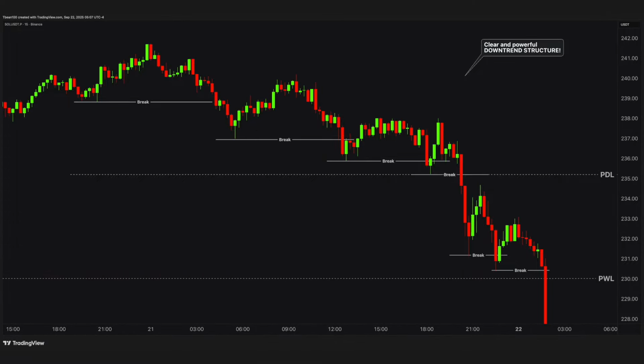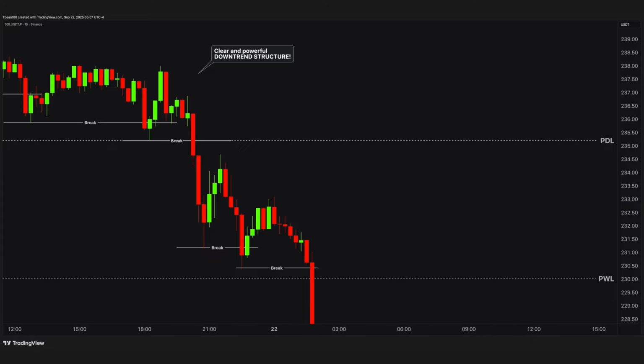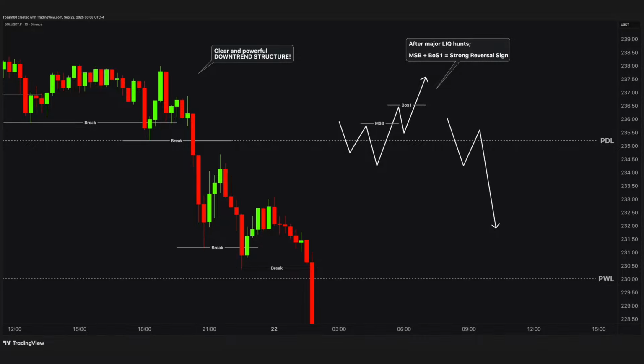Let's break that down. For example, let's say the price hunts the PDL level, the previous day's low. After that, if we notice a clear break in the market structure, maybe even the very first break of structure together, the combination could signal the start of a strong reversal. On the other hand, if the markets keep dropping, creating large bearish imbalances, and breaking the structure to the downside again and again, then that's a clear sign the downtrend is continuing.